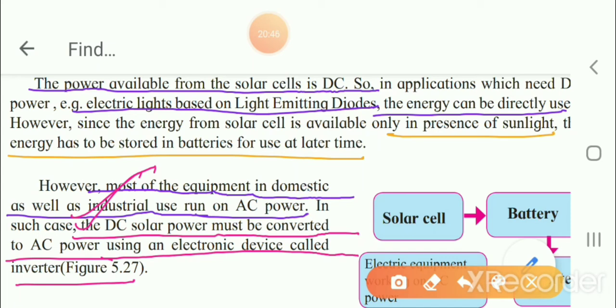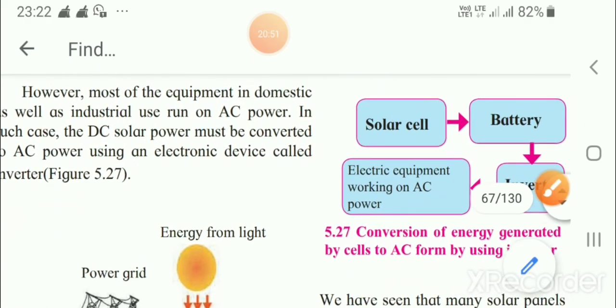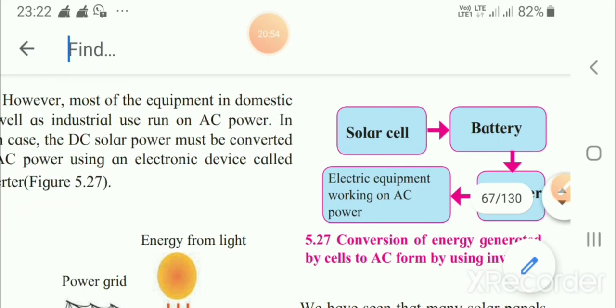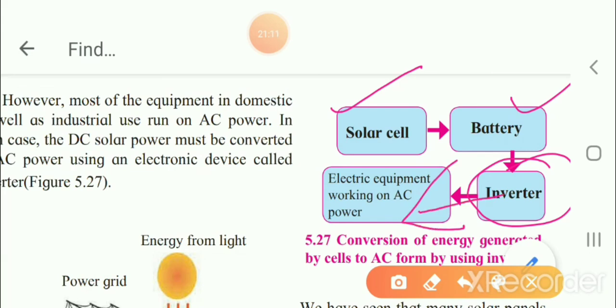So this way we can see the structure of the solar cell. From the solar cell it is stored in the batteries. From the batteries it goes to the inverter. These are the solar cells. Ultimately this energy is stored in the batteries. From batteries it goes to the inverter, and from the inverter the electric equipment working on AC power or alternating current is used. So this is all about solar energy here, children.